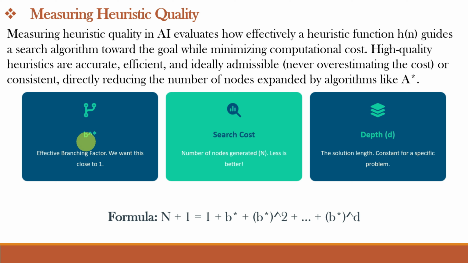We can calculate this B star using this formula, which connects the total number of nodes, capital N, and the solution depth D. Smaller B star is equal to a better heuristic because the search behaves like a tree with fewer branches. So in simple words, a high quality heuristic is one that helps us reach the goal quickly by looking at very few unnecessary nodes.